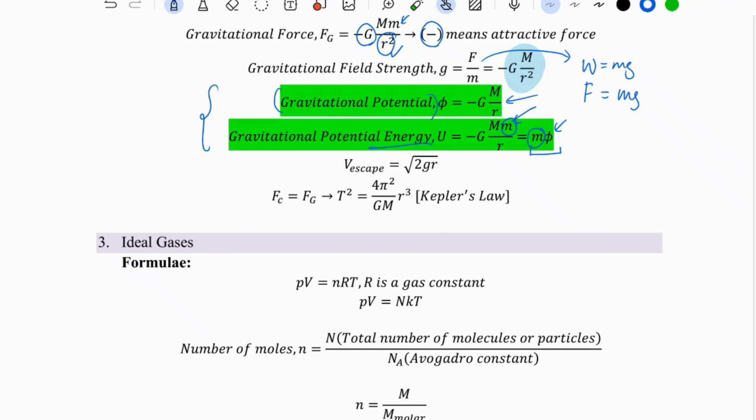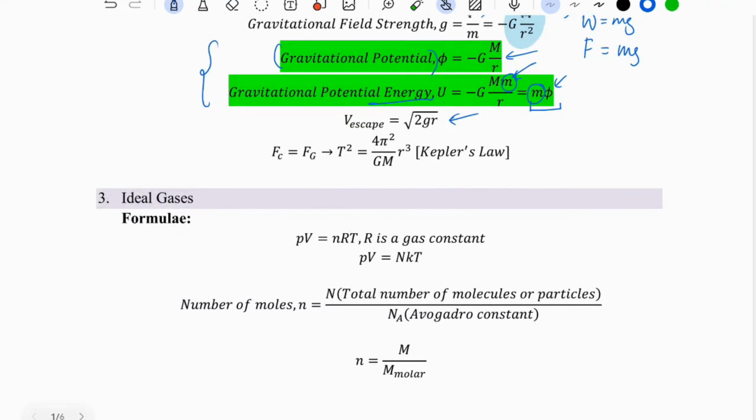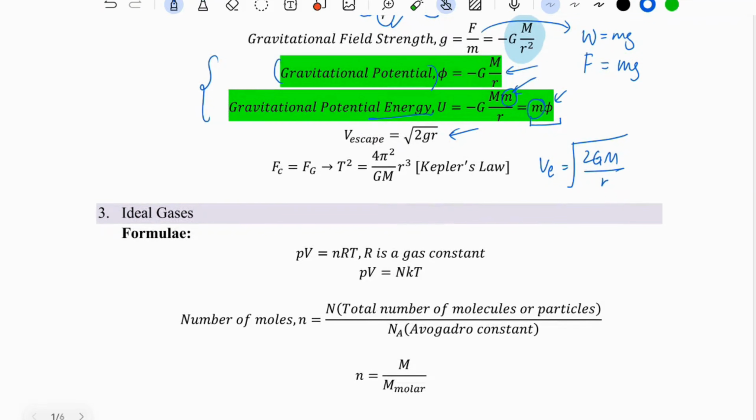Okay. Then, next one we have escape velocity. So, this is the escape velocity formula. I know you might not be familiar with this, but it's actually the same as what we have learned before. Because I know the escape velocity formula, you see it as V_E equals square root of 2GM over r. So the difference is now, we know g is equal to GM over r squared from this here, right?